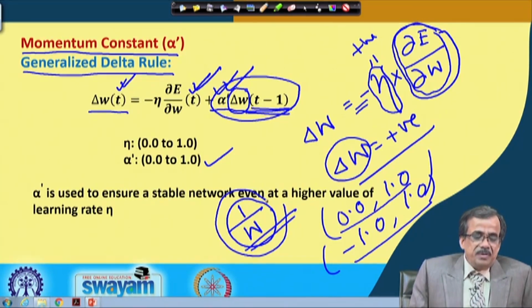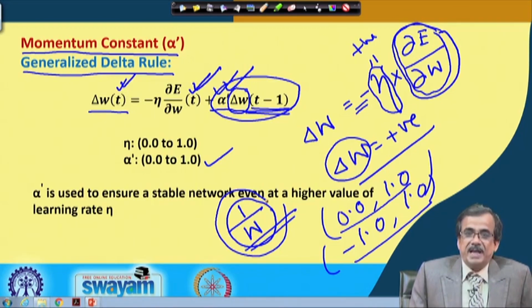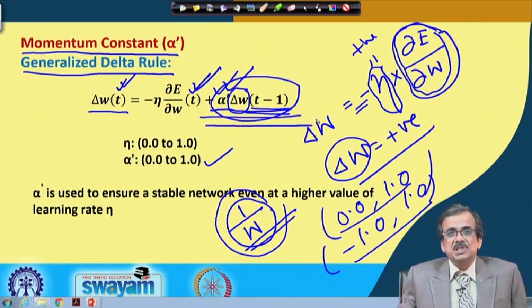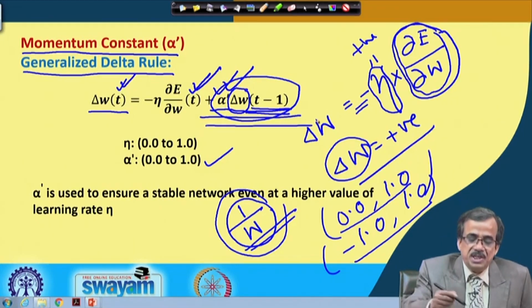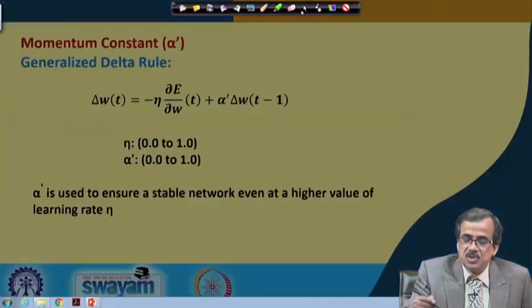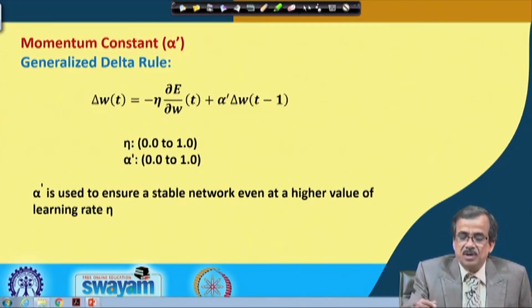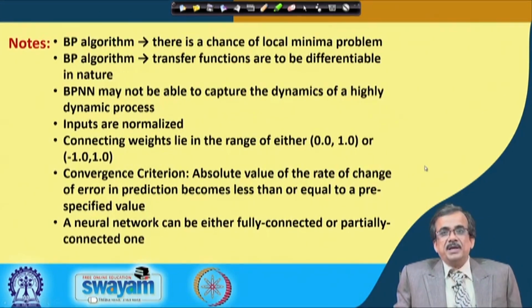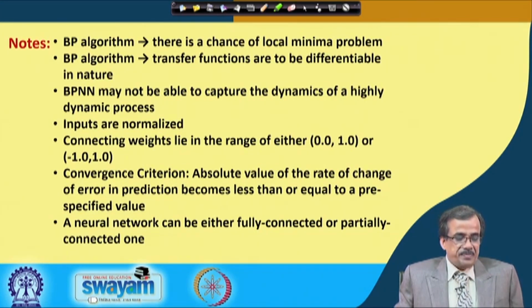Now, as I told, just to put some sort of damping effect to this particular network, we consider its history. That means, what happens in the previous iteration, we want to give some weightage to this change in connecting weight, just to find out what should be the updated weight. So, this is the way we can update this particular network.